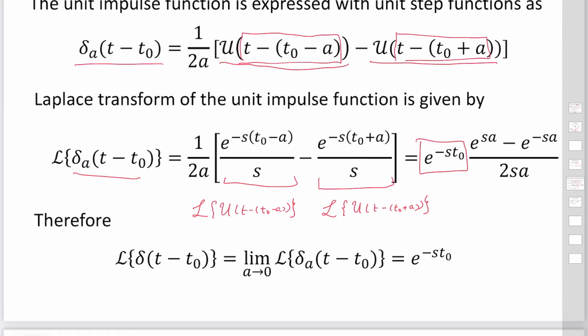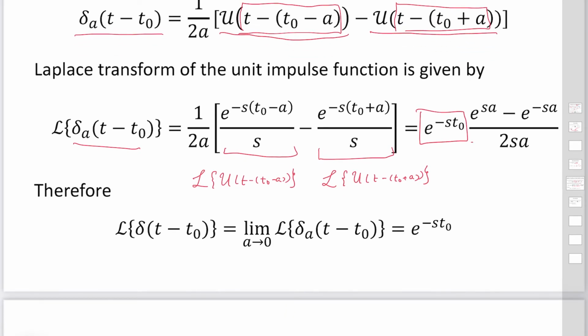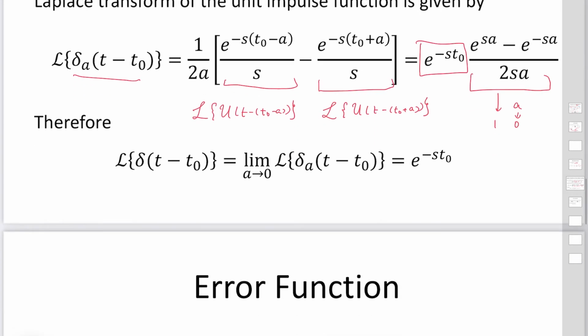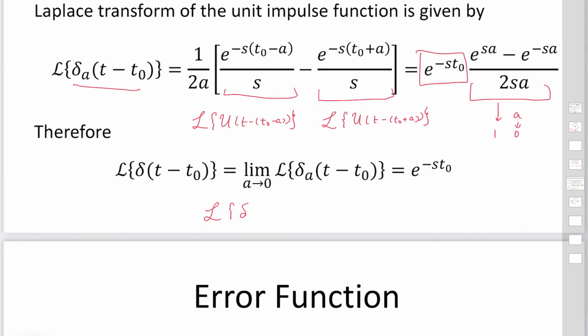Then we'd like to find the Laplace transform of the Dirac delta function, with a approaching 0. This part approaches 1 when a approaches 0. The Laplace transform of the Dirac delta function is exponential minus s t sub 0. So especially for the Laplace transform of the Dirac delta function of t, you can substitute t sub 0 equal to 0, and it becomes 1. The Laplace transform of the Dirac delta function is equal to 1.